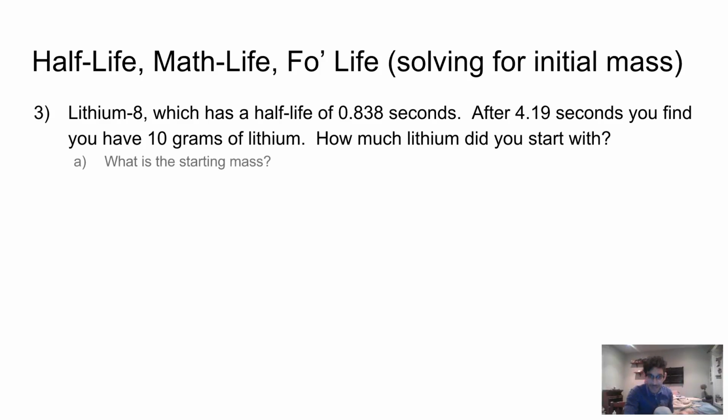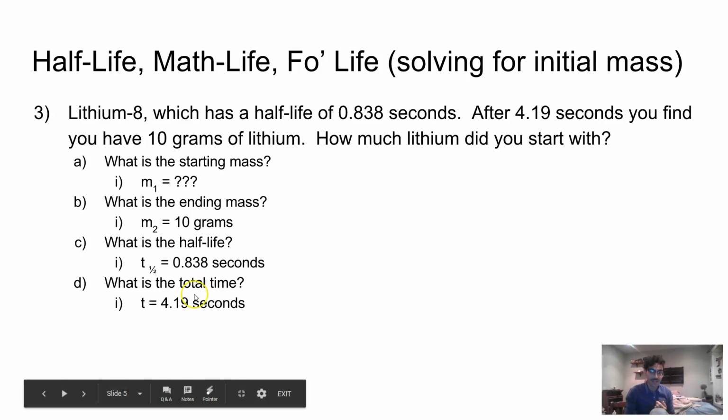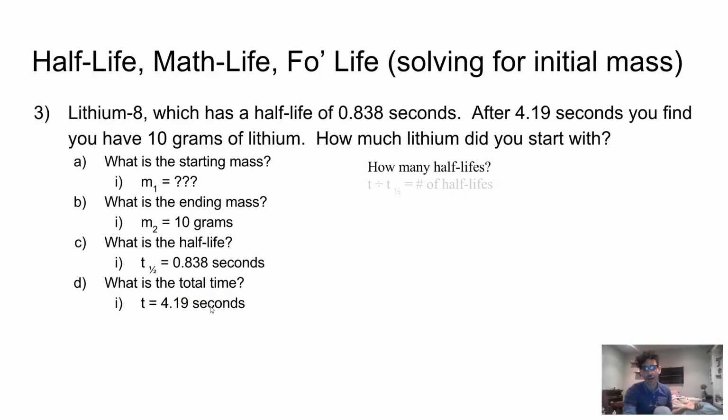Cool. Well, I'm going to do my inventory. I don't know the starting mass. I know my ending mass. It's 10 grams. I know what the half-life is. And I know the total time. So since I know half-life and total time, first thing I'm going to do is figure out how many half-lives went by. I'll do my total time divided by the half-life. Say, all right, 5 half-lives are going to go by in 4.19 seconds.